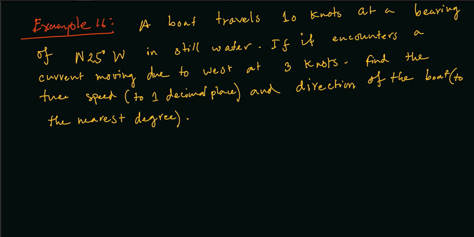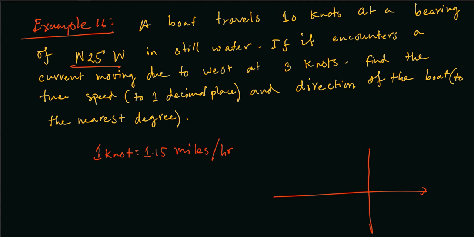So before starting the solution of this problem, we need to know what a knot is. A knot is nautical miles per hour, and 1 knot equals 1.15 miles per hour. So it's the measurement used on ships or in the ocean. That's how they measure the distance, nautical miles. And bearing, this is the bearing. So let's draw the scenario here.